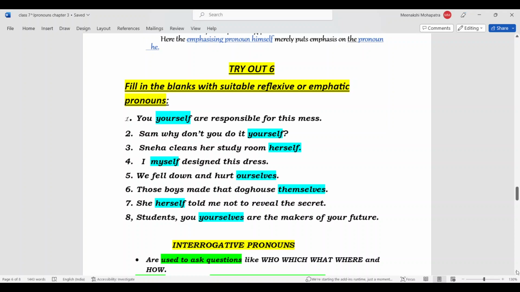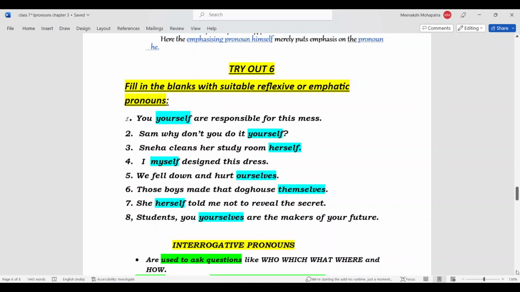Number 4, I myself designed this dress. I am talking about myself, so I becomes myself. Number 5, we fell down and hurt ourselves. We is plural, so we becomes ourselves. Number 6, those boys made that doghouse themselves. Now because those boys is plural, it becomes themselves.